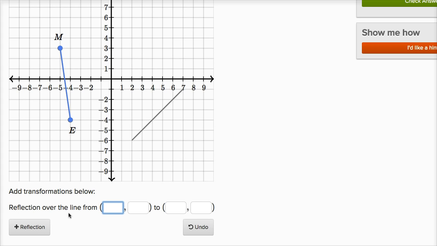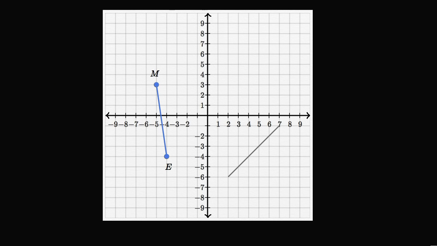So if I click on this, it says reflection over the line from, and then we have two coordinate pairs. So they want us to define the line that we're going to reflect over with 2 points on that line. So let's see if we can do that. And to do that, I think I needed to write something down. So let me get my scratch pad out, and I copied and pasted the same diagram.